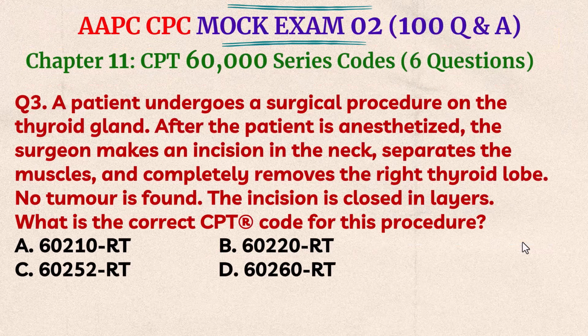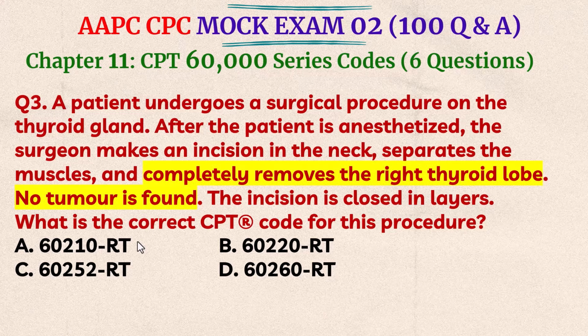Question number 3. A patient undergoes a surgical procedure on the thyroid gland. After the patient is anesthetized, the surgeon makes an incision in the neck, separates the muscles, and completely removes the right thyroid lobe. No tumor is found. The incision is closed in layers. What is the correct CPT code for this procedure? So there are 4 answers available. So take your CPT code book and find the answer.